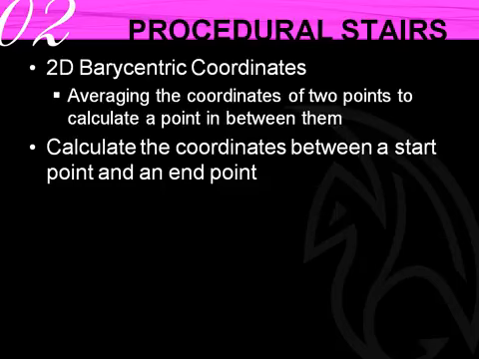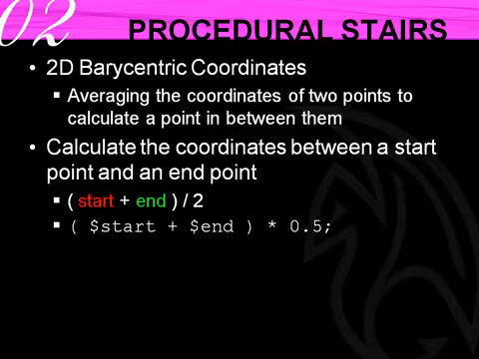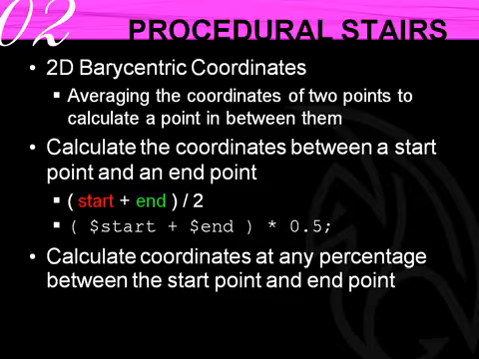So essentially what you would do is calculate the coordinates between a start point and an end point. To find the center of a point, whenever we want to find the average of something, we usually add them together and divide by 2. Of course, in our case, the most optimal way to do that would be to multiply by 0.5.